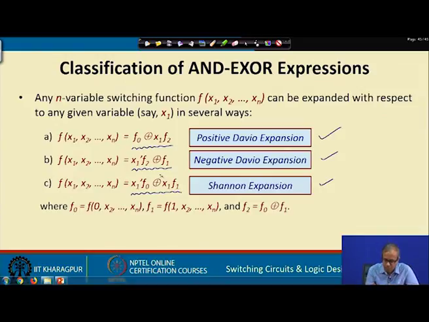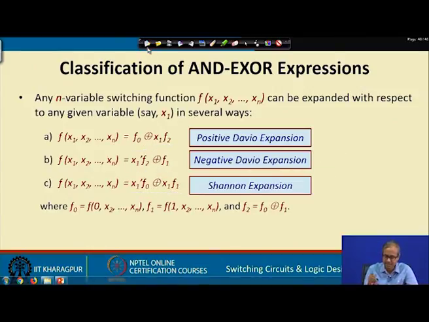Now, recall one thing earlier while talking about multiplexer realization, when you introduced the Shannon decomposition theorem, you recall we used an OR here, not an XOR, but here we are showing an XOR. Well, we shall see very shortly that in certain cases OR and XOR can be equivalent. This is one such case. So here I can either write OR or I can write XOR, they will mean the same thing. So, there are 3 different ways in which I can expand a function.